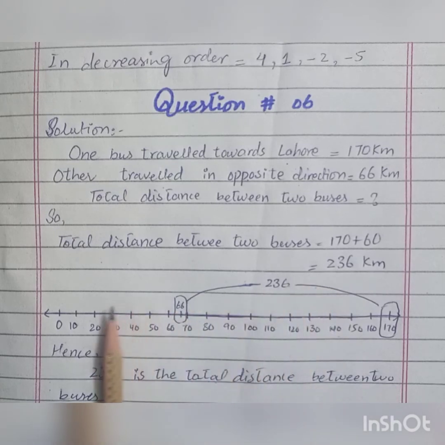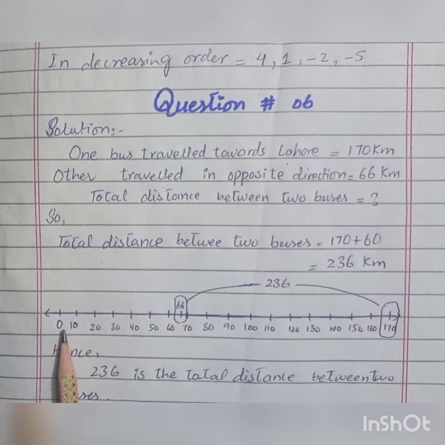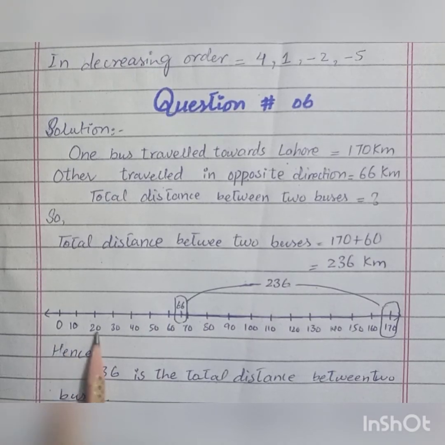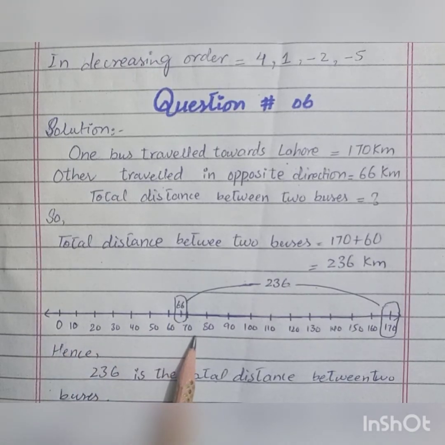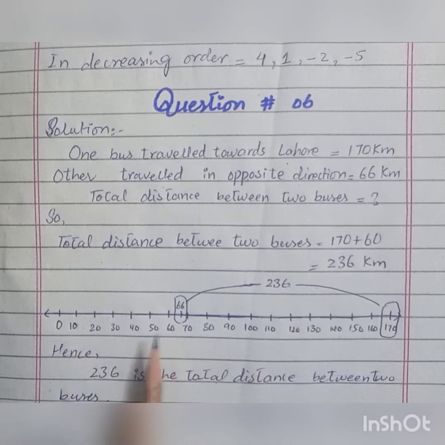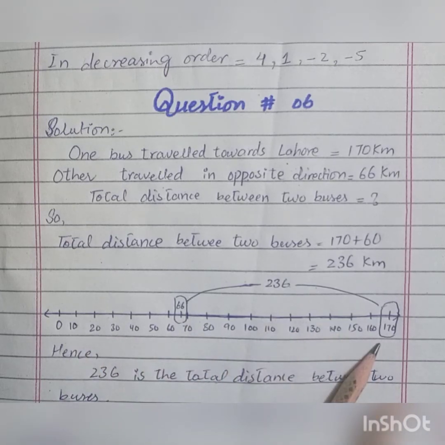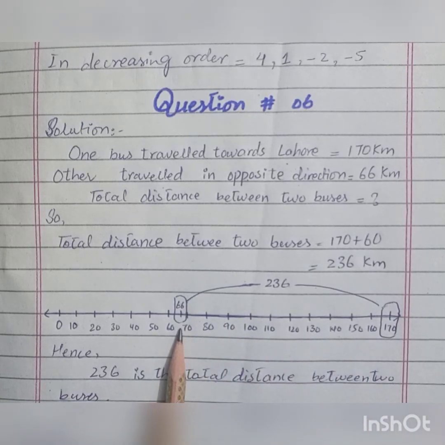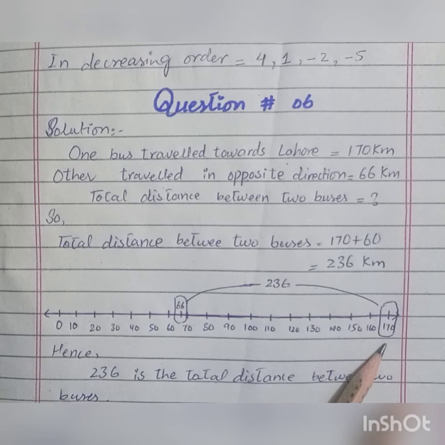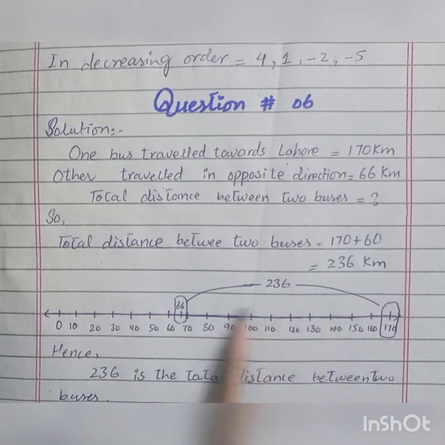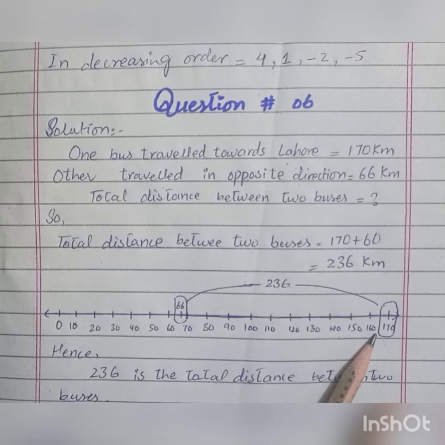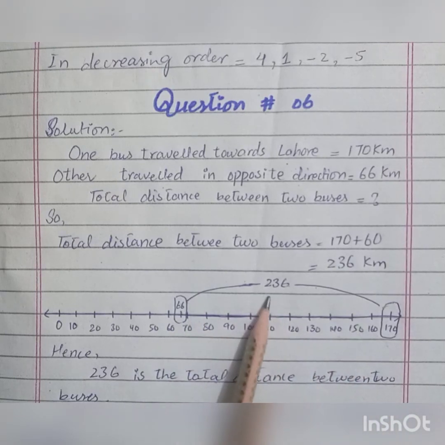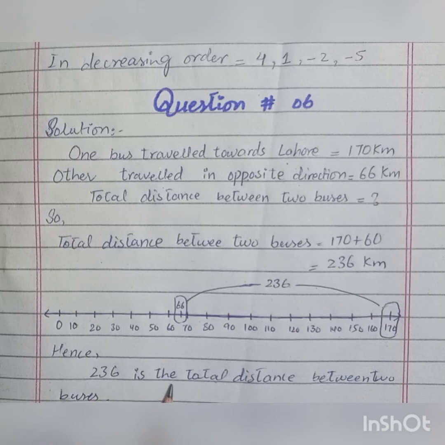If we represent it on the number line, then you can see that I have selected the intervals or gaps 0, 10, 20, 30, 40, 50, 60, 70 multiples of 10. So now you can see here one bus traveled 170 km towards Lahore and other bus traveled in opposite direction, and that bus traveled 66 km. Here is highlighted 66 km and 170 km. Then in order to find the distance, we will add 66 and 170. Then their sum will be equal to 236, which shows that 236 is the total distance between two buses.